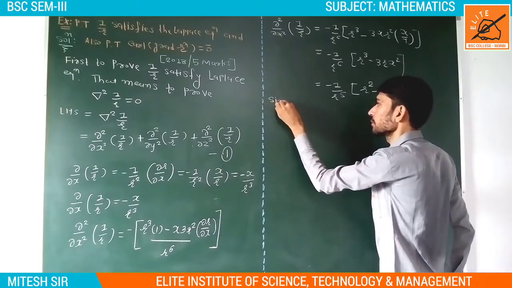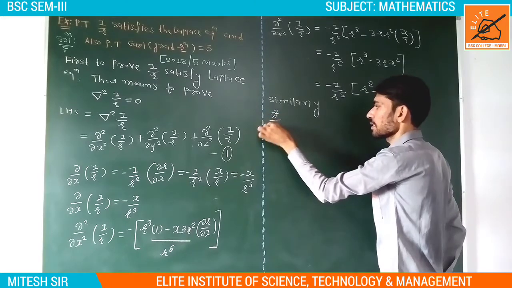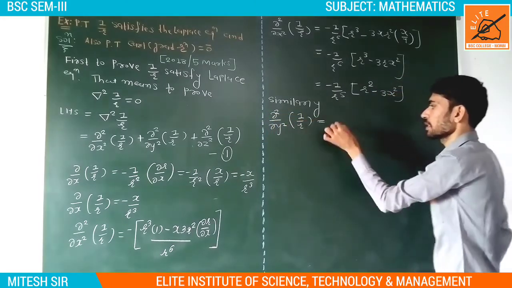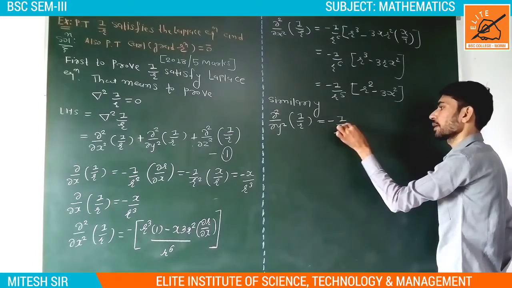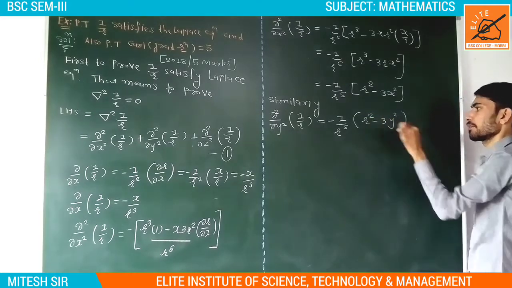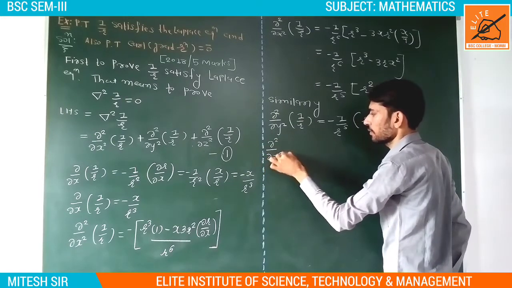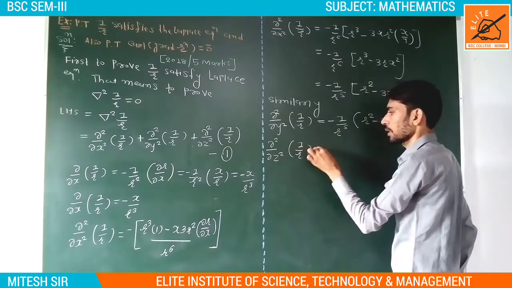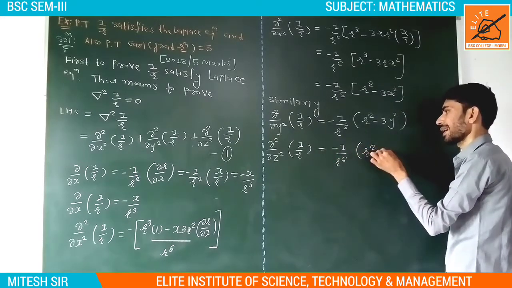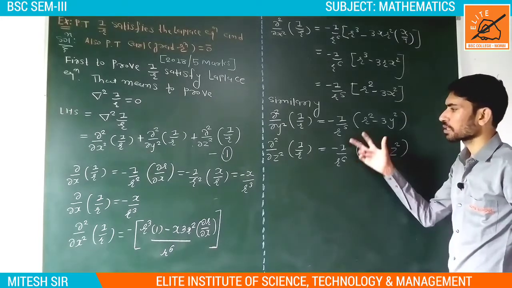Similarly, here we write del square upon del y square of 1/r can be written as minus 1/r⁵. The value will be, friends, r square minus 3y square, and del square upon del z square of 1/r is equal to minus 1/r⁵ into r square minus 3z square. Now substitute these three values in equation 1.